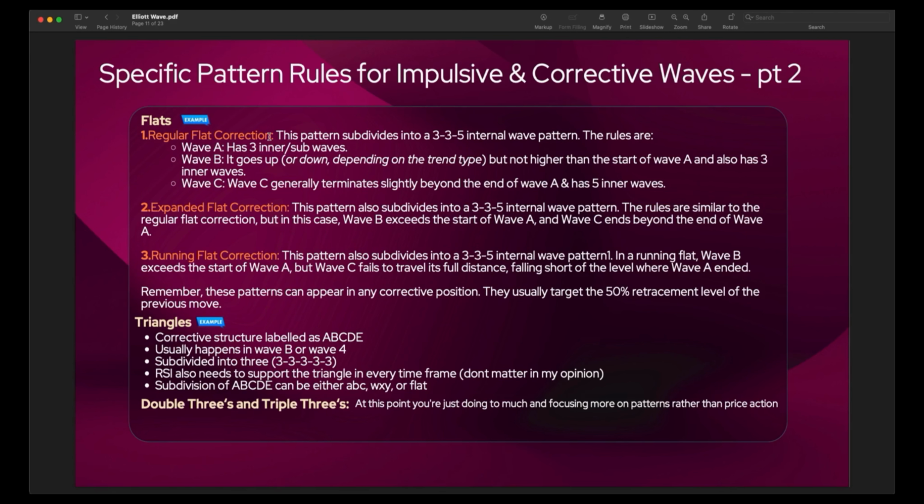So now we have part 2, regular flat correction. Before I keep going, ladies and gentlemen, this is really just further adding on to the previous episode. You can use these specific rules as a quick look-at reference for when you are marking up your waves, okay? Just wanted to clear that out.